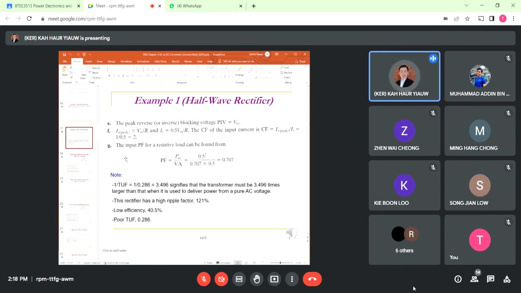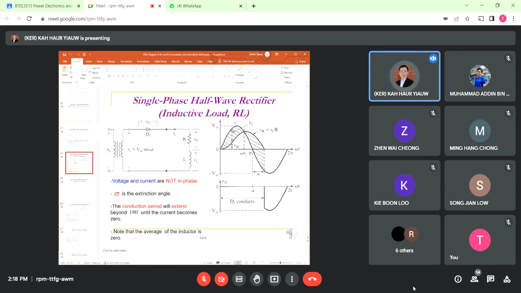All right. The next one is in fact with the RL load, or the inductive load. Normally we call it inductive load. Maybe we continue a little bit. Okay. So now what happens if the load is no longer just R, but is actually R and L connected in series together? What will happen?